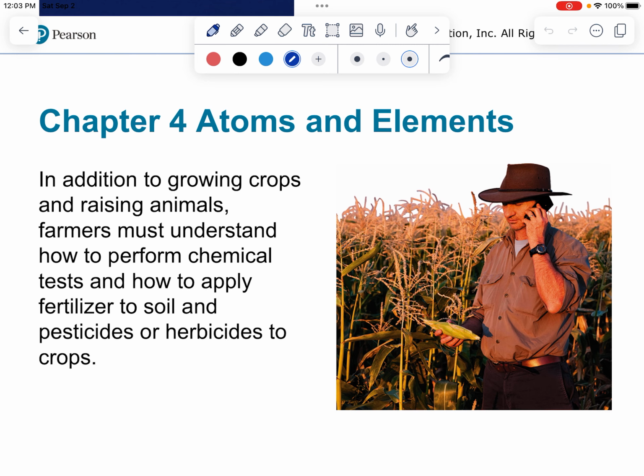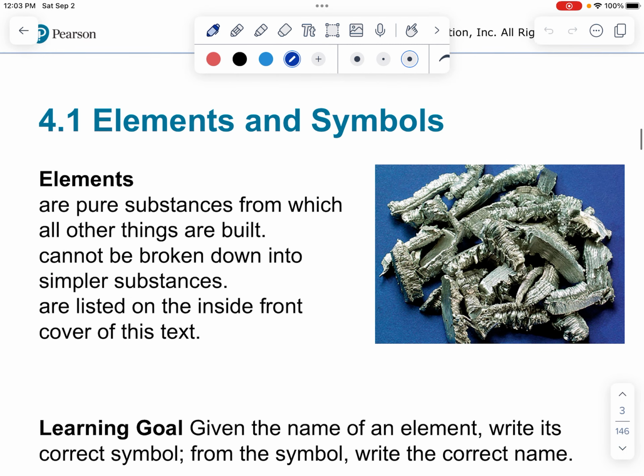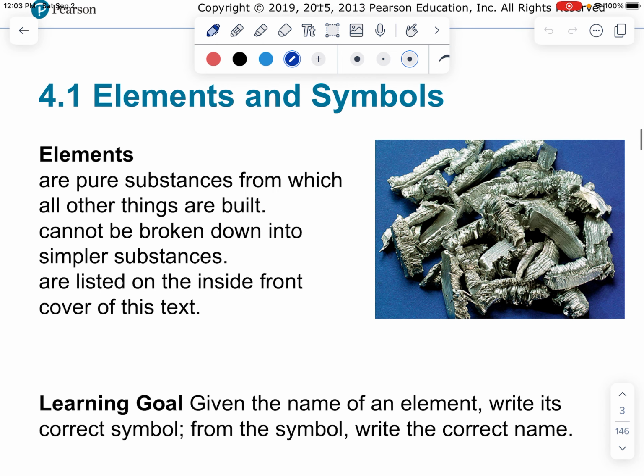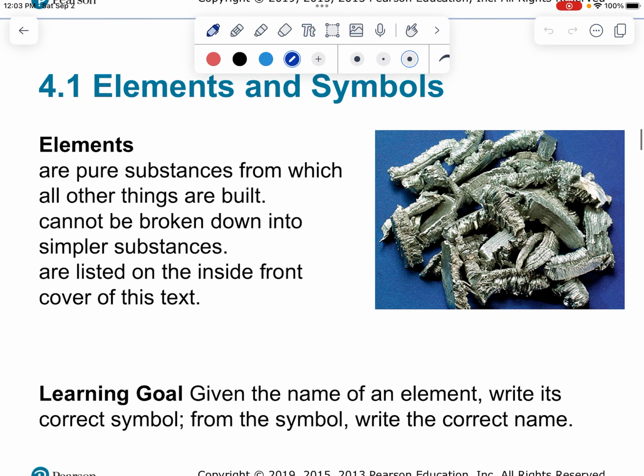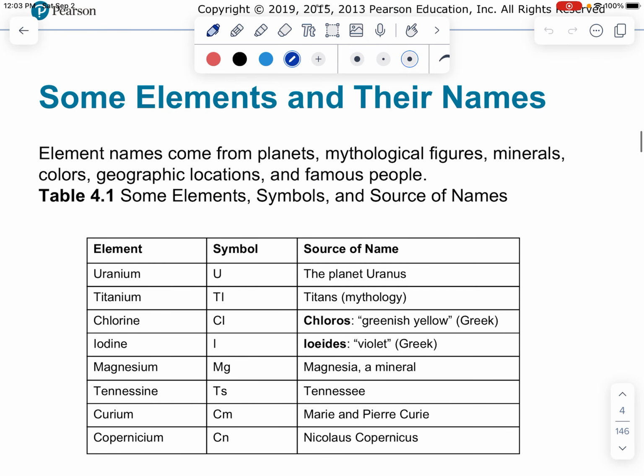Okay, so atoms and elements. Elements and symbols. Elements are pure substances, we learned that last chapter, from which all other things are built. They cannot be broken down into simpler substances other than doing nuclear chemistry. Examples of elements and their names.